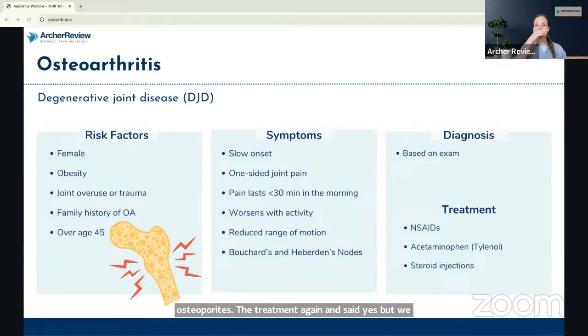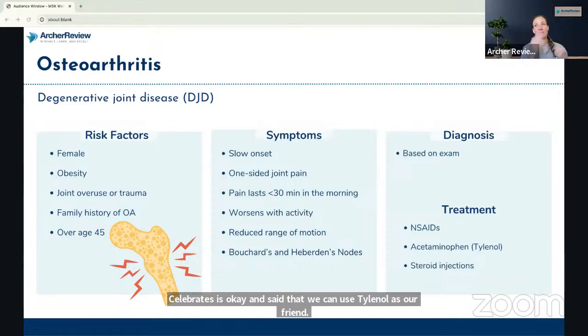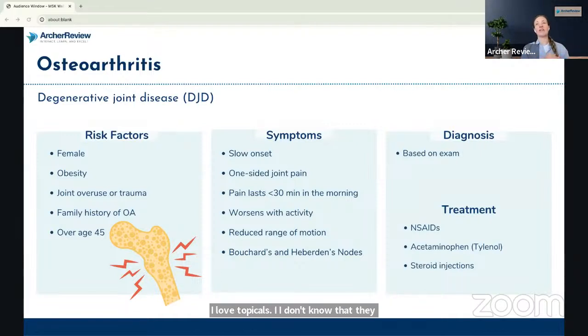The treatment, again, NSAIDs, yes, but we've got to be careful. We are now talking about typically an older adult population. I don't love using NSAIDs in older people. It carries a risk of gastric bleeding and so forth. We can use Celebrex, which is an okay NSAID. Tylenol's our friend. I love topicals. I don't know that they work the best. Maybe it's a bit placebo, but the diclofenac gels, the lidocaine gels, and capsaicin cream, which is just a spice that we can put on the skin, can help a little bit.